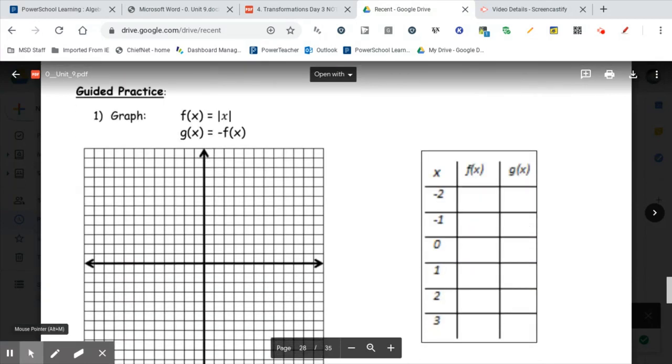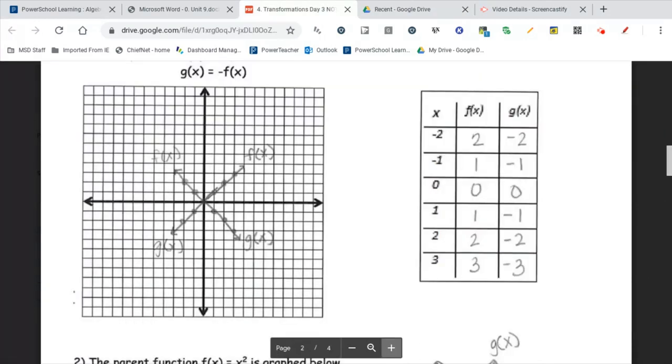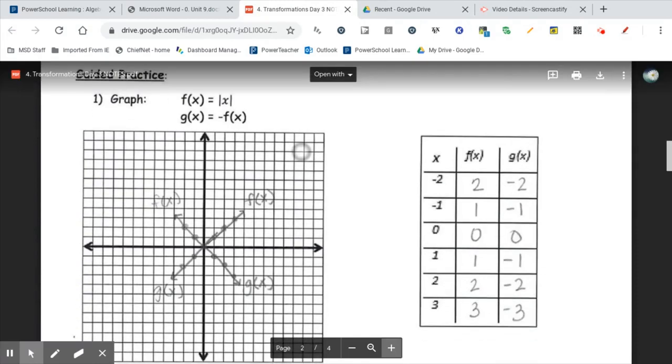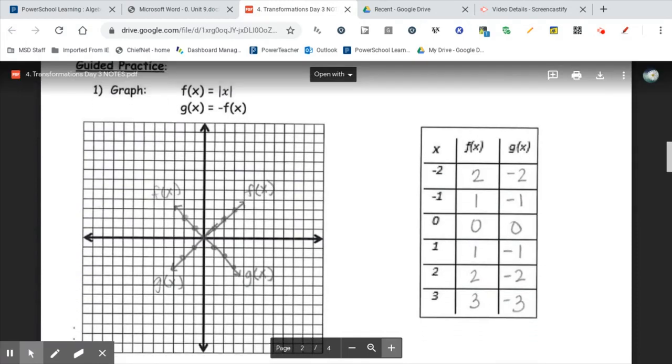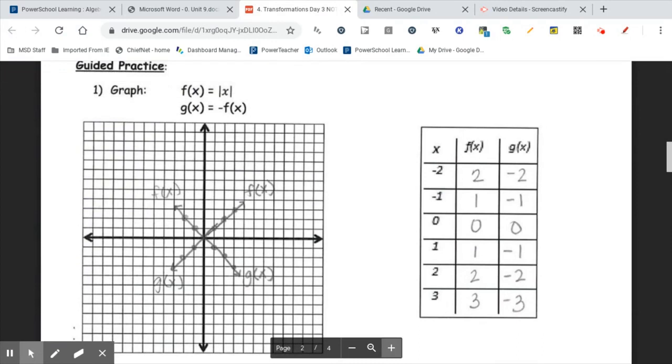Okay, for the guided practice, I'm going to go to the key. I'm just going to show you a few things. So this is the answer key for question number 1. Now you should be doing this out, not just copying the key, but I just want to point out a few things for this question. And again, pause the video, do your best on it, and then watch to make sure it's correct or follow along.